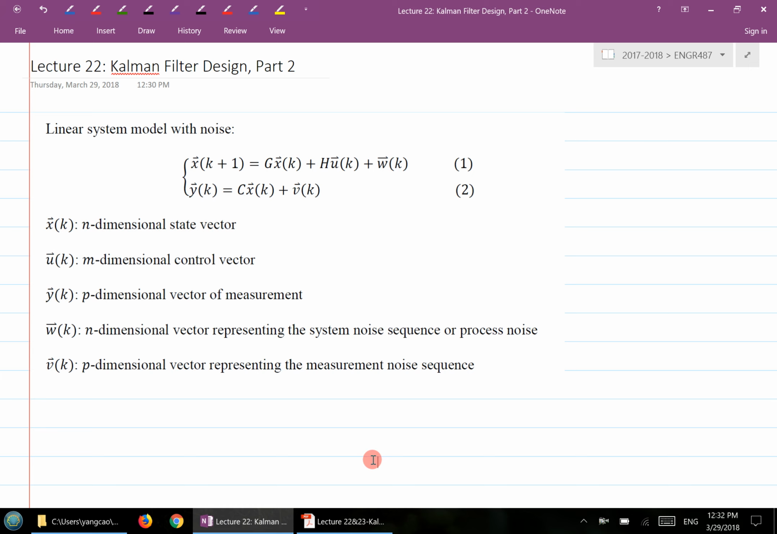Okay, so let's quickly review what we did in last lecture. We started Kalman filter design. Basically, we're talking about a system with noise, with both the so-called process noise and also the sensor noise. The W vector is the process noise. The vector V represents the measurement noise or sensor noise.